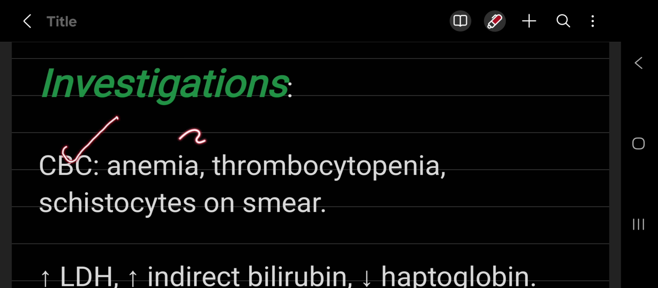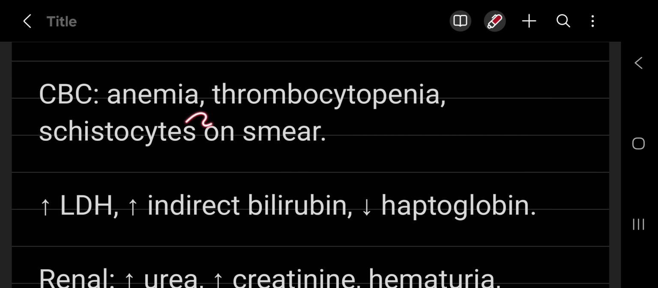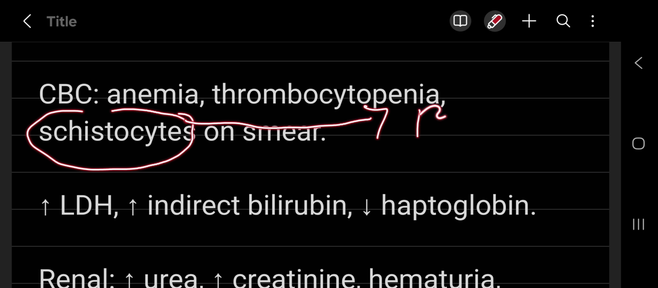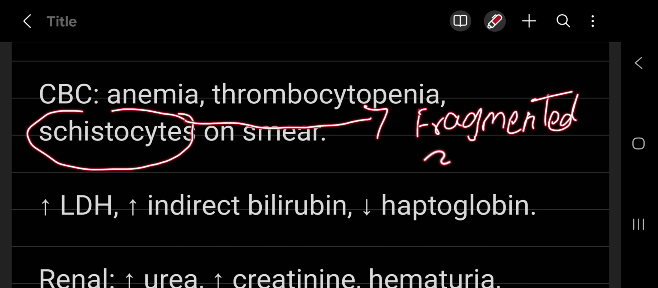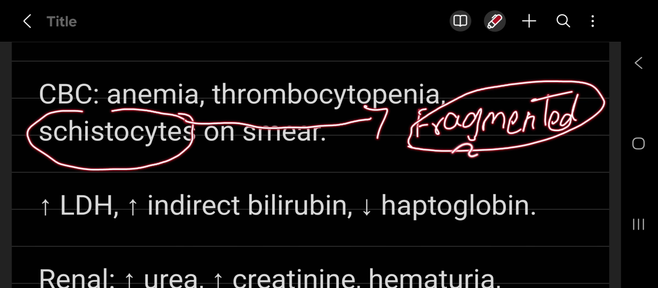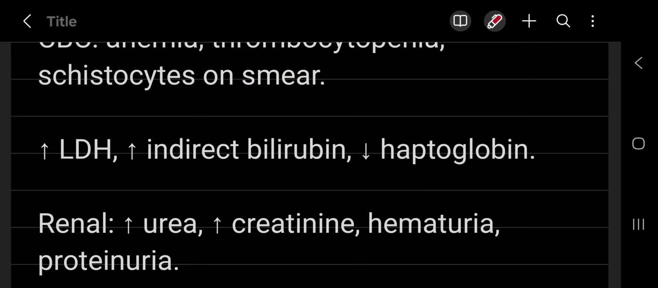First you will do CBC. CBC will show anemia and thrombocytopenia. Then you will do peripheral smear. You will see schistocytes on peripheral smear. Schistocytes are fragmented RBCs. When RBCs pass through these microthrombi, then due to shearing forces RBCs are damaged and fragmented, forming helmet cells. These are schistocytes that are seen on peripheral smear.